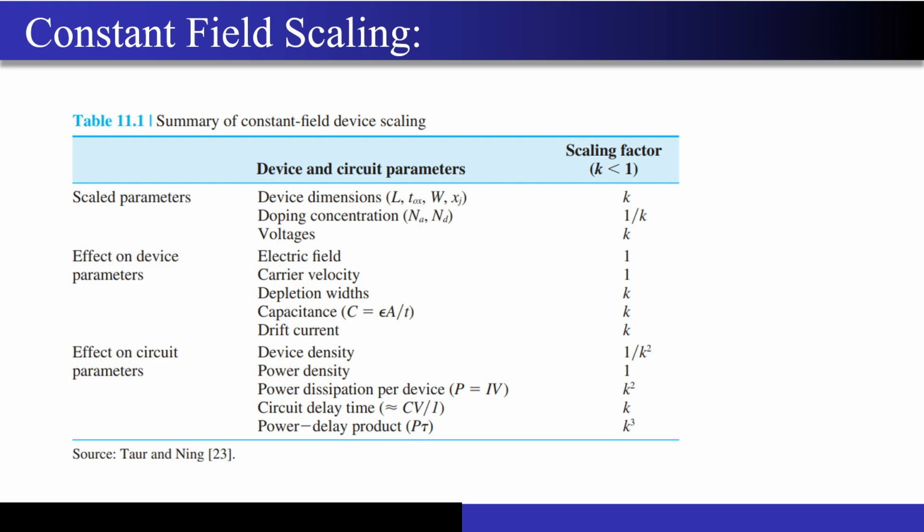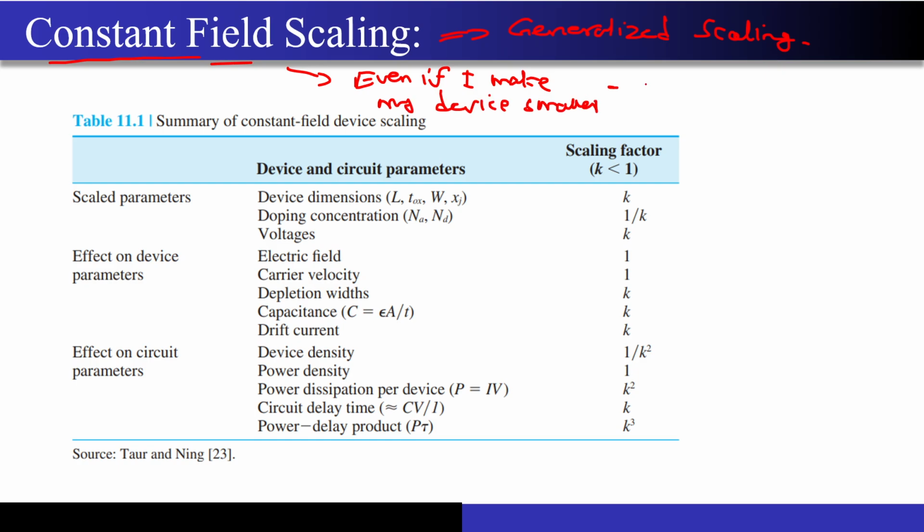Now coming to the scaling, so generally the scaling actually started with the constant field scaling first, and then we moved to something called generalized scaling. Now there was a reason behind doing this. First, why did we move to the constant field scaling? We wanted to ensure that even if I make my device smaller, I want it to be reliable.